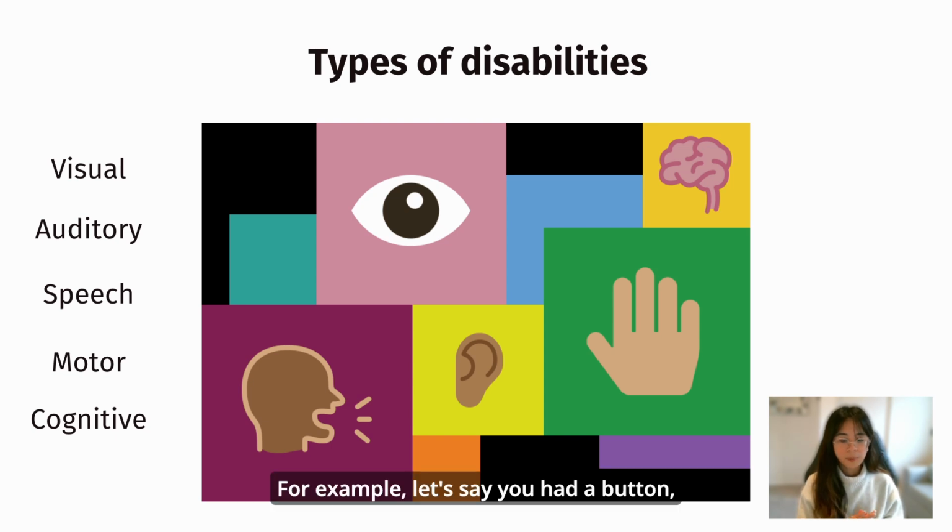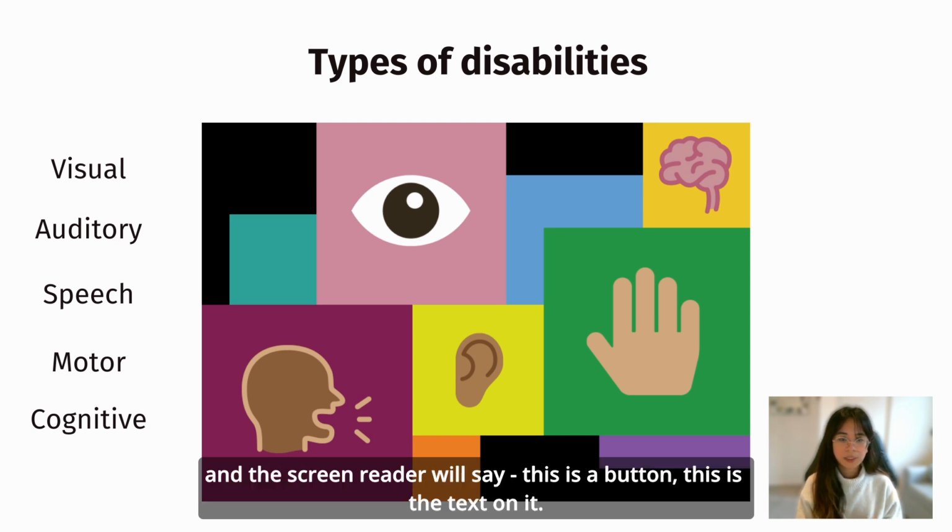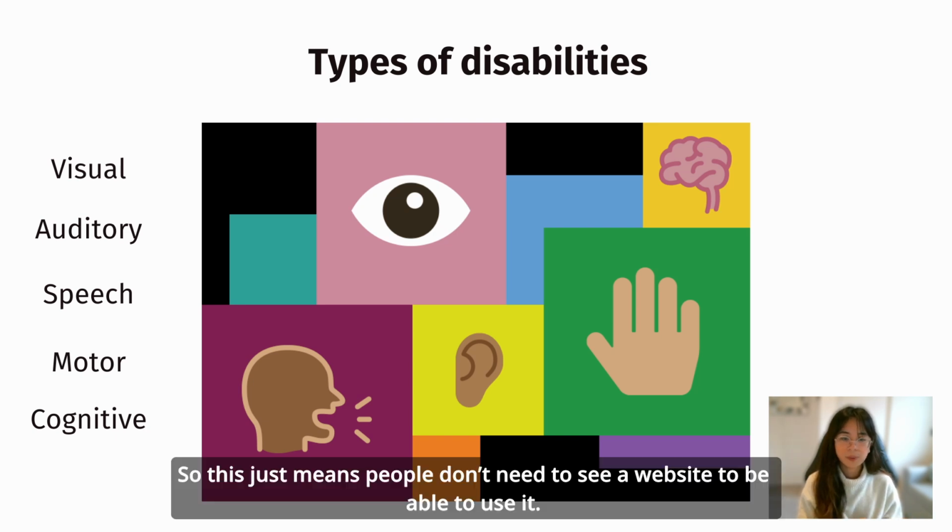So, for example, let's say you had a button. A blind user might come across this button, and the screen reader will say, this is a button, and this is the text on it. So this just means people don't need to see a website to be able to use it.